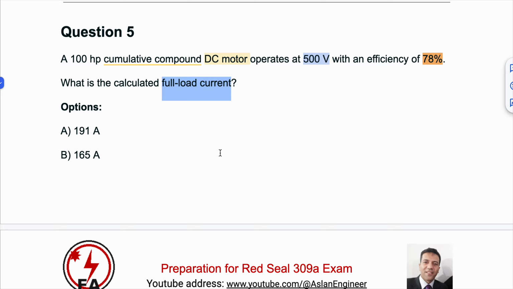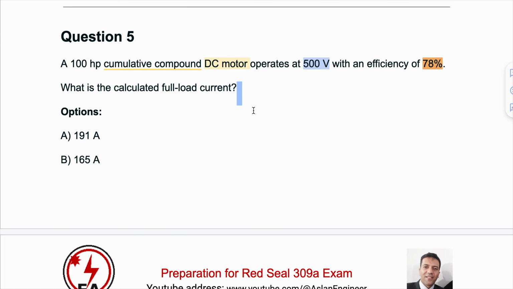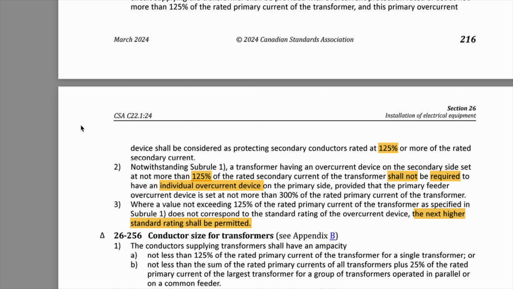In the Canadian Electrical Code book, we have a table. We call it table D2. This table is for DC motors, and the full load ampacity of the full load motors, DC motors. Let's go and find out about table D2.